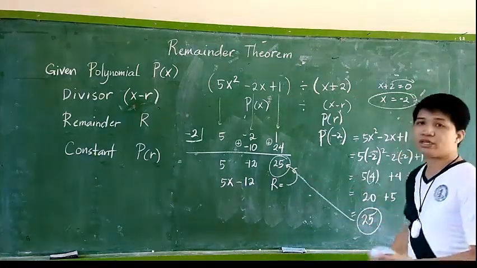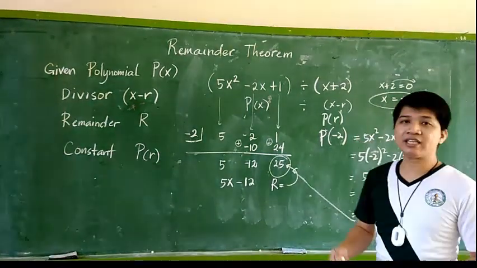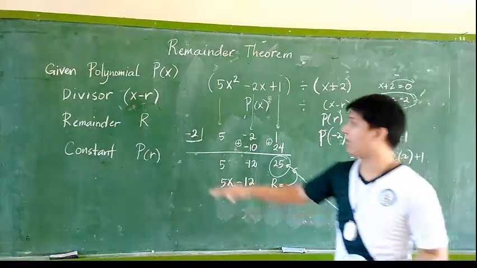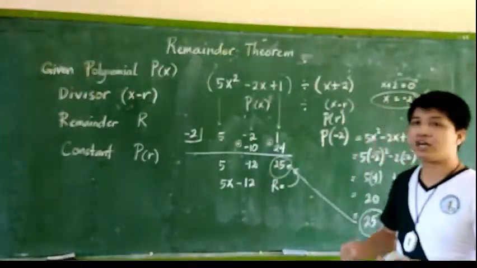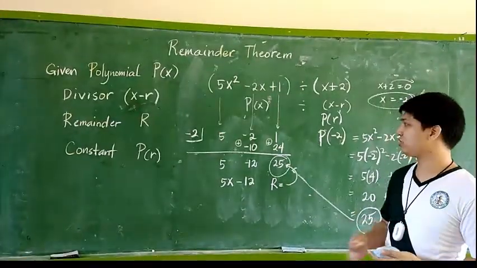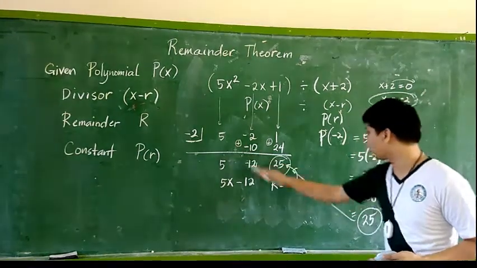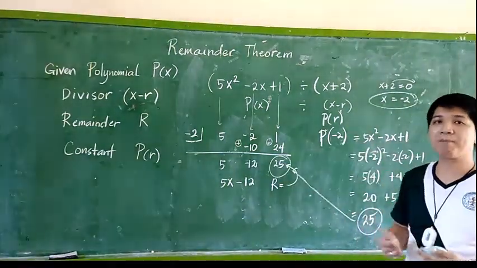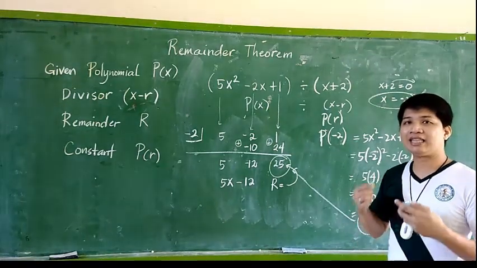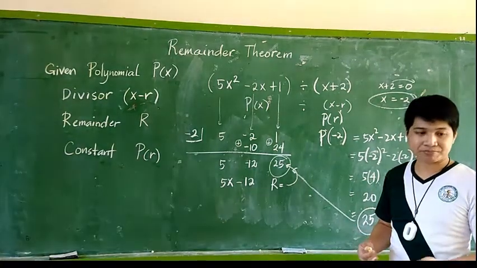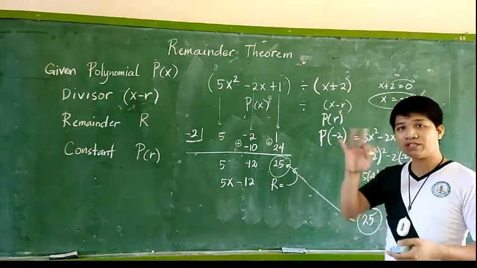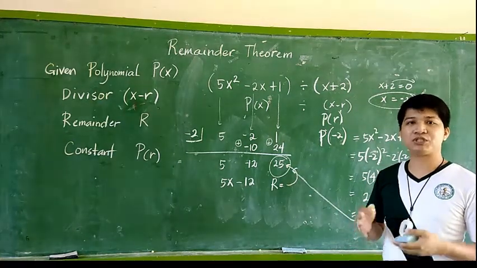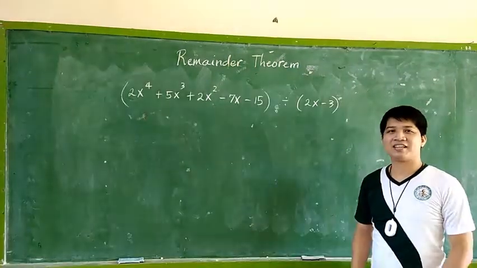Same answer. So, in finding the remainder when a given polynomial is divided by x minus r, there are two methods that we can use. Either you use synthetic division or you use the substitution method. But remember that you should arrive at the same answer. Okay, questions? If none, let's proceed to our next example.